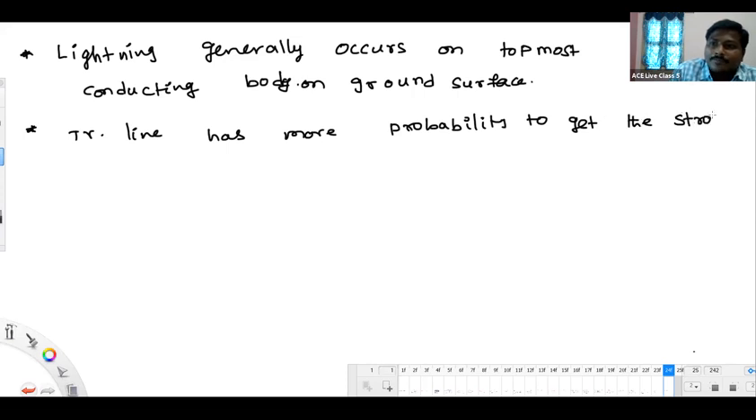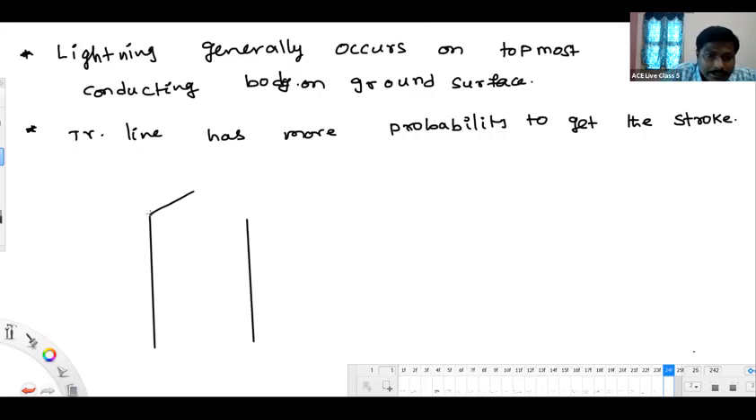Compared to other equipment, for the remaining equipment also we provide protection from lightning strokes, definitely, but we are discussing now with respect to the transmission line. For example, if you have a transmission tower, something like this, it's a schematic diagram again, just for the sake of understanding.